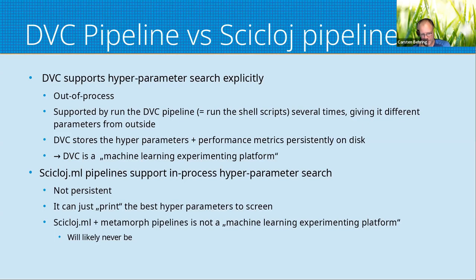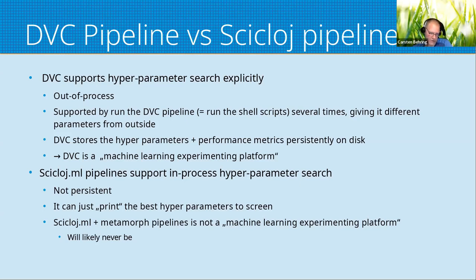If my Clojure process ends, everything I've done before is gone. So the maximum I can do is run it and it prints on the screen which were the best hyperparameters. And then I can keep that for something and apply it somehow.